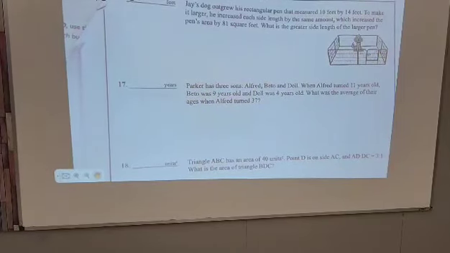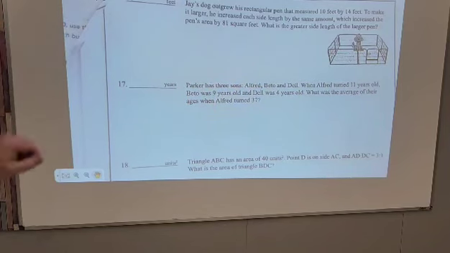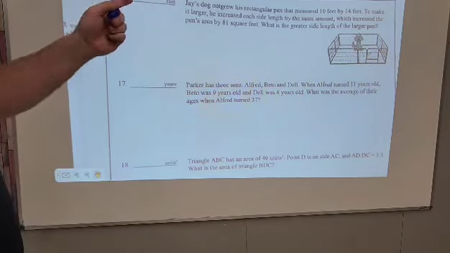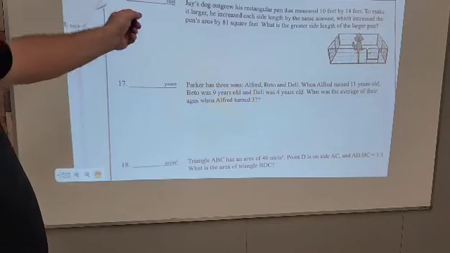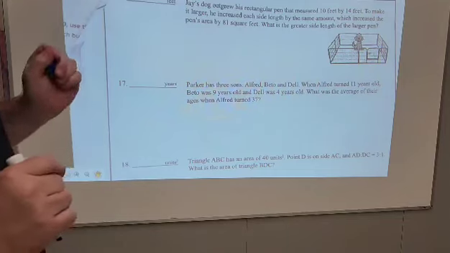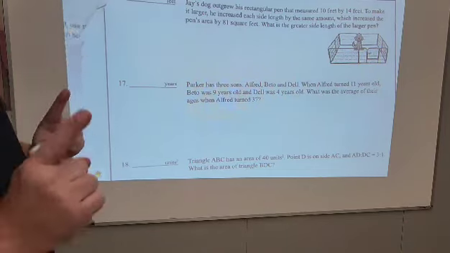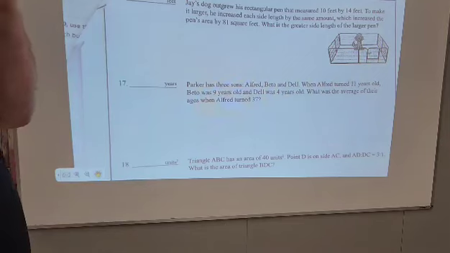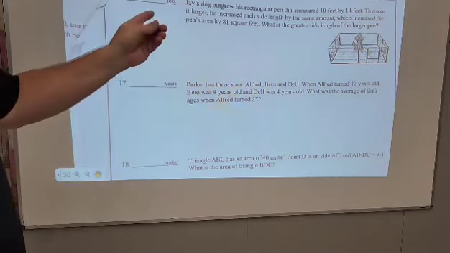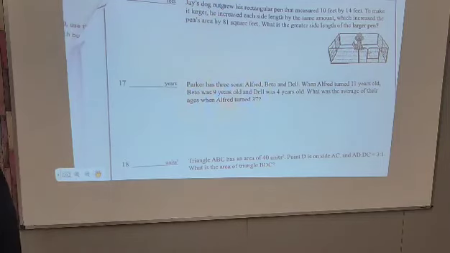All right, guys, I want to explain the school practice sprint round number 16, 17, and 18. So in the first one, Jay's dog outgrew his rectangular pen that measured 10 by 14. To make it larger, he increased each side length by the same amount. So if I increase the 10 by 1, I've got to increase the 14 by 1, which increased his pen by an area of 81 square feet. What is the greater side length of the larger pen?